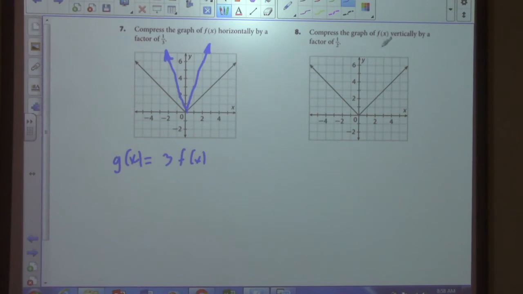Okay, compress the graph of f of x horizontally by a factor of 1/2. What is that going to look like? It's going to be wider, right? So this is the slope of 1 again. So what slope are we looking for here? 2. No. Probably 1/2, right? And so it's going to be g of x equals, how would you do this?